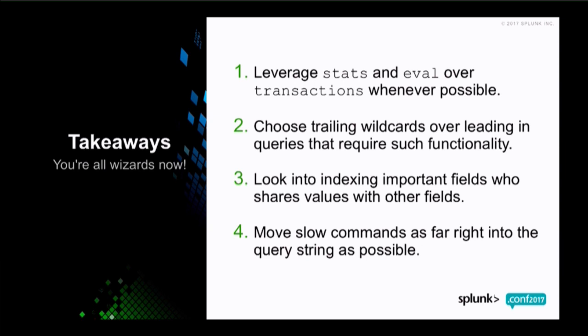So if you could have done that stats before the transaction, then you can go, okay, the indexer can at least say, all right, I can do this part, and then let the search head do the rest. But at least you got some computational parallelism in that search.